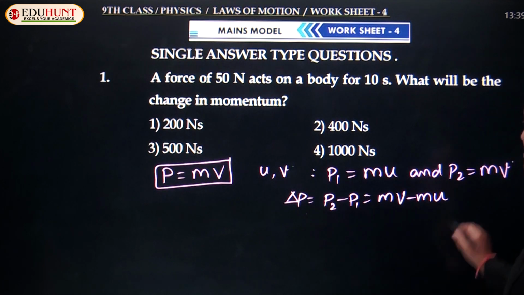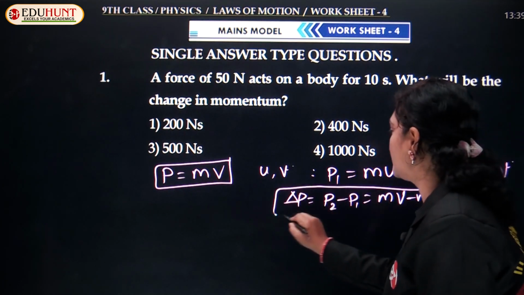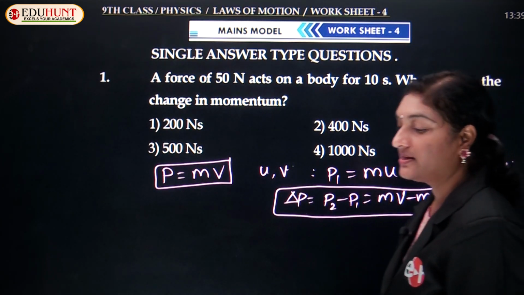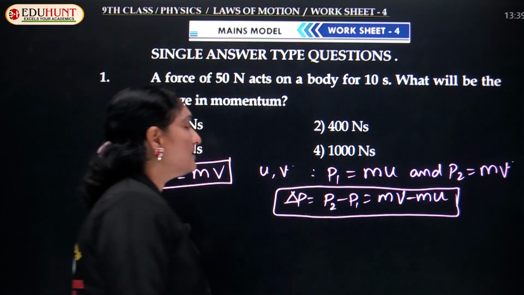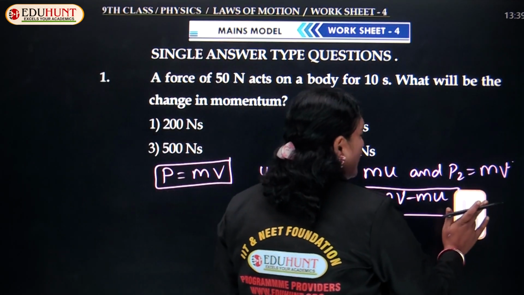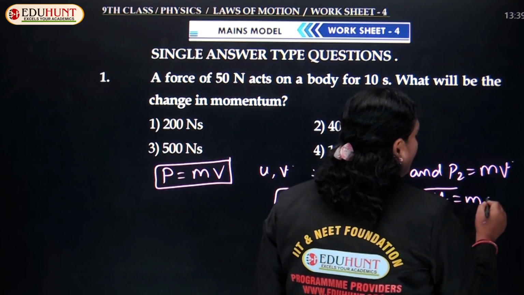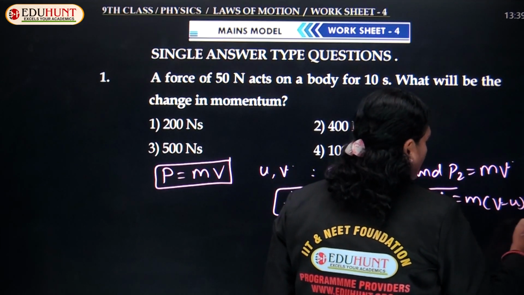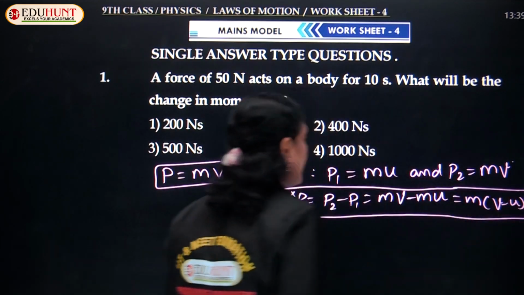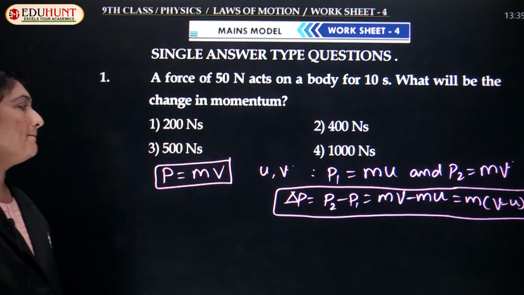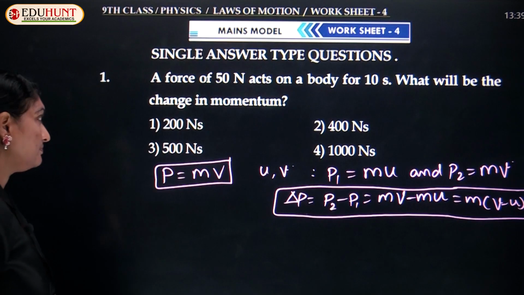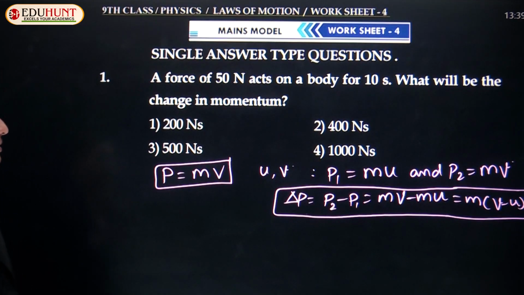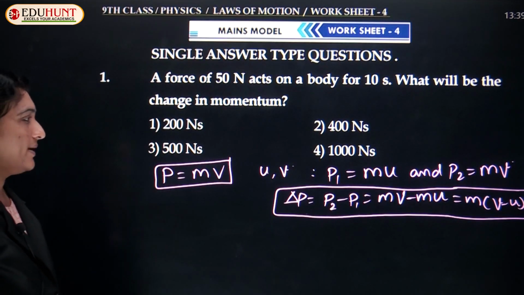So what is the correct one? The formula for change in momentum is P2 minus P1, which is equal to mv minus mu, or simply it can also be written as m times (v minus u). So this is the formula for change in momentum. It asks you to find out the change in momentum.